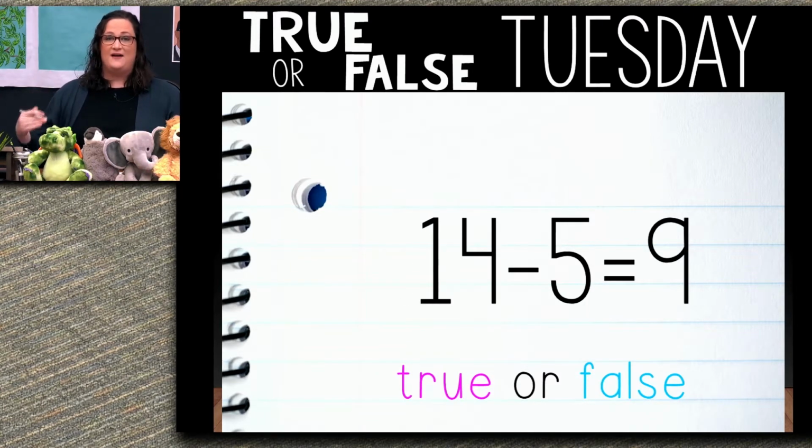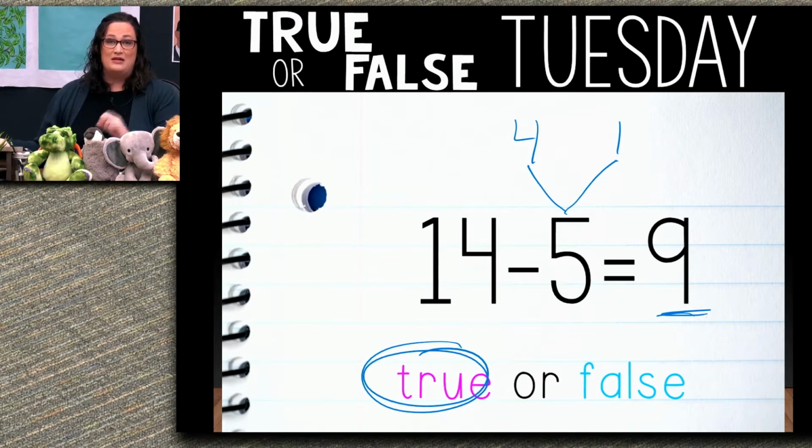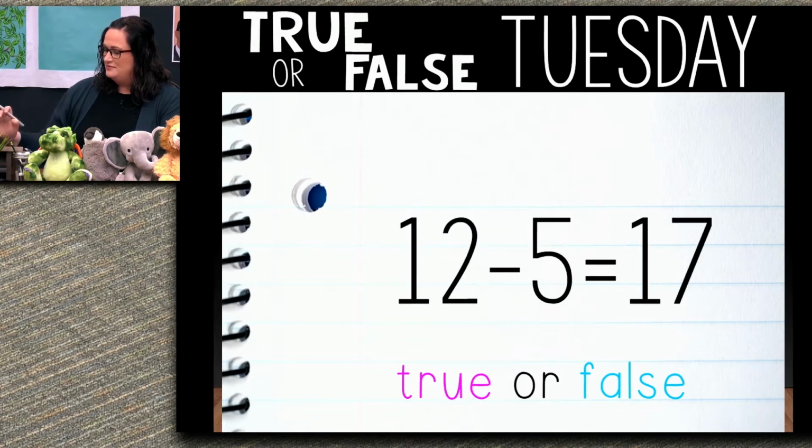14 minus 5 equals 9. Ding, ding, ding. How did you know it was true? Great, I heard someone say, well, Mrs. Wally, I know that 5 has a 4 in it, and then there's 1 left over. So 14 minus 4 is 10, minus 1 more is 9. So it's true. It's a great mental math strategy, second graders.